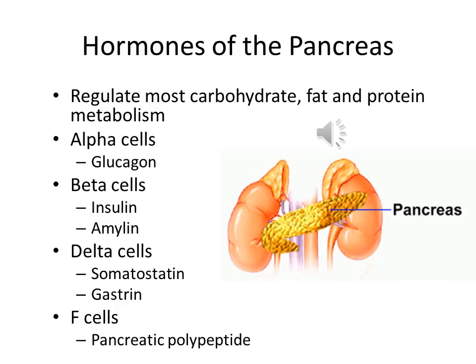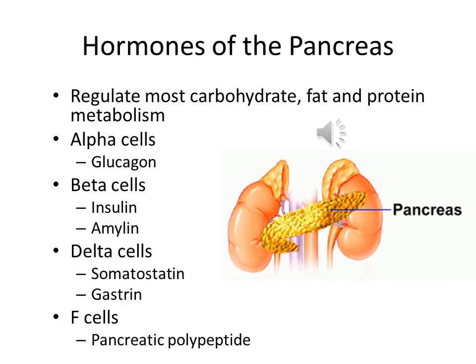Okay, the pancreas regulates carbohydrate, fat, and protein metabolism. Glucagon falls under alpha cells. Beta cells are insulin and amylin. Delta cells, somatostatin and gastrin. F cells, pancreatic polypeptides. Insulin works with a negative feedback loop.